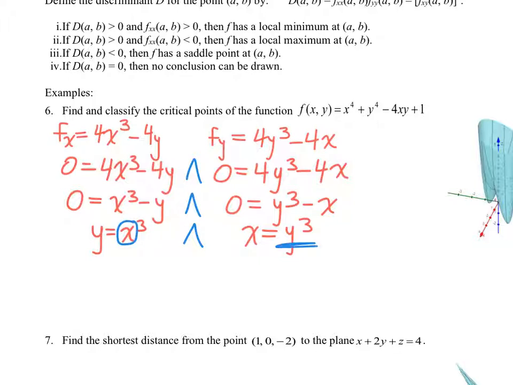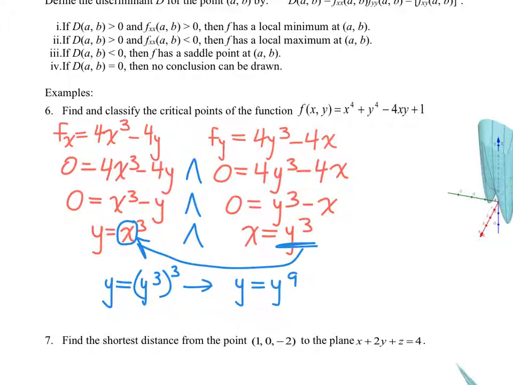I'll replace the x with a y cubed and make it y equals y cubed cubed, which means y is equal to y to the 9th. All right, now just be careful because Algebra 1 students do this and Calc 3 students do this too. You can't just divide out a y. You're going to lose a solution. All right, so bring over the y to the 9th minus y equals 0.